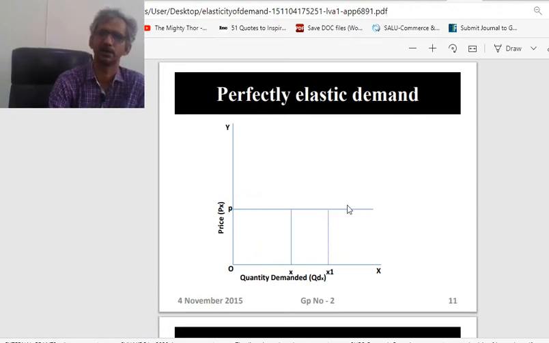Perfectly elastic demand is that elastic demand when little change in price or even no change in price can cause huge change in the quantity demanded, just like it has the horizontal line, that if little change in price occurs, there will be no demand for a particular product or a particular firm.